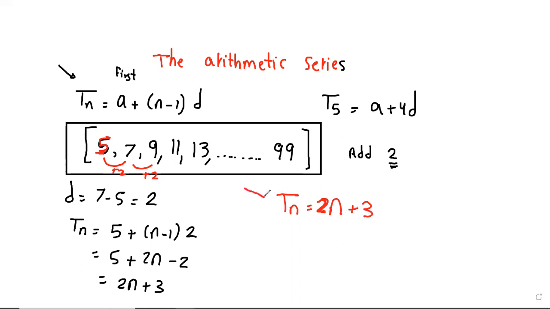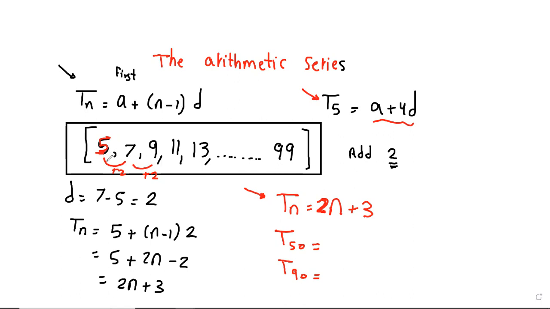And from this rule, the nth term, we can find T50. T50 is 2 times 50 plus 3. We can find T90. T90 is 2 times 90 plus 3. That's it. And if you want to find T5, in general it's A plus 4D, because it's n minus 1 multiplied by D. I'm talking in general. So Tn is A plus n minus 1 multiplied by D.